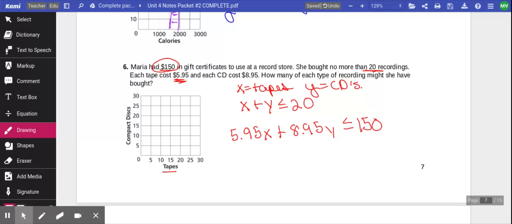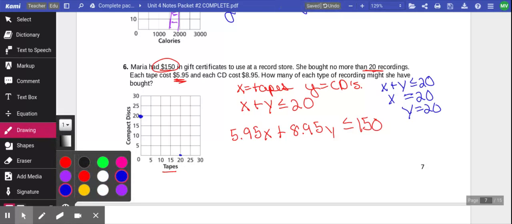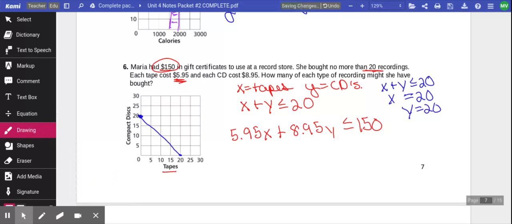I'm going to graph both of these using my intercepts. So here, to find the x-intercept with x plus y less than or equal to 20, I put 0 in for y, so it's x equals 20. Then I put 0 in for x, and I get y equals 20. So that's my intercepts, 20 there and 20 there. I'm going to use a solid line because it can equal 20. And then it's less than or equal to, so that means (0, 0) does work. So that's this blue area.